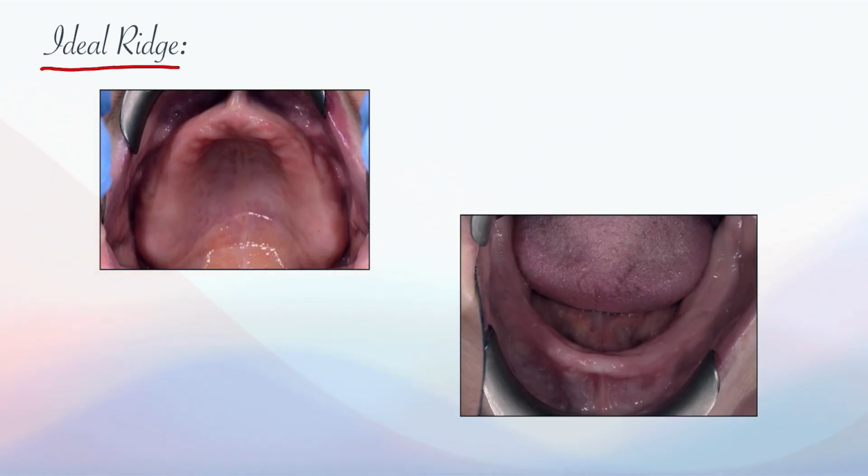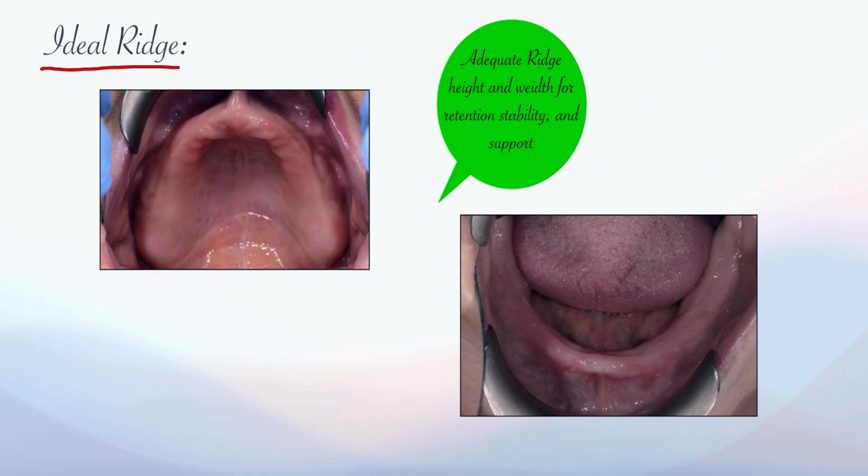Coming to ideal ridge. Ideal ridge is when there is sufficient height and width of the ridges available for retention, stability, and support of the denture.